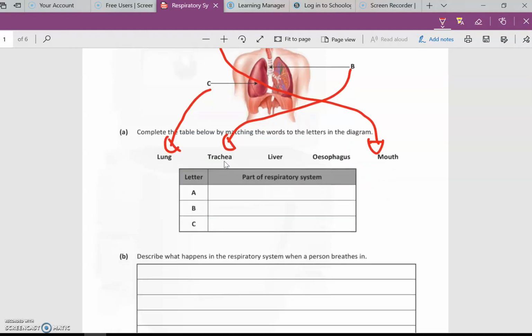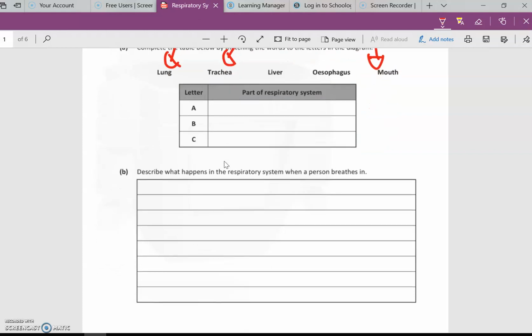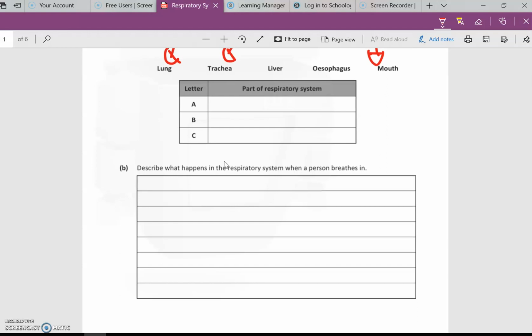Okay. Then part B, describe what happens in the respiratory system when a person breathes in. Here you want to indicate how when somebody breathes in, oxygen is taken from the air, goes into the alveoli and into the bloodstream, and at the same time carbon dioxide and excess water come out of the bloodstream into the alveoli and are breathed out.